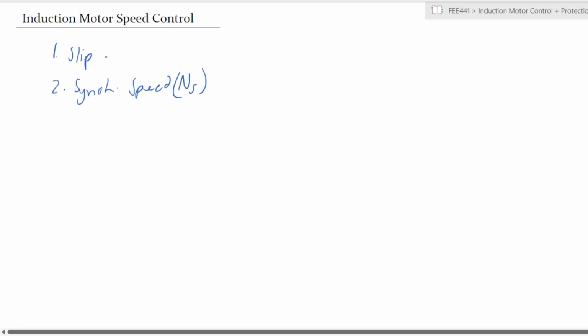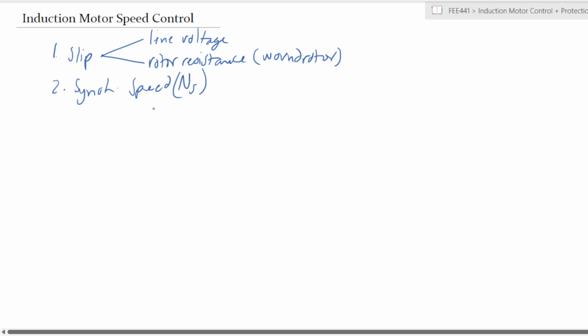And when we talk of slip, we have two possibilities. We can change the line voltage, or we can change the rotor resistance. This is only in wound rotor machines. It is not available in squirrel cage machines. We shall look at that shortly.